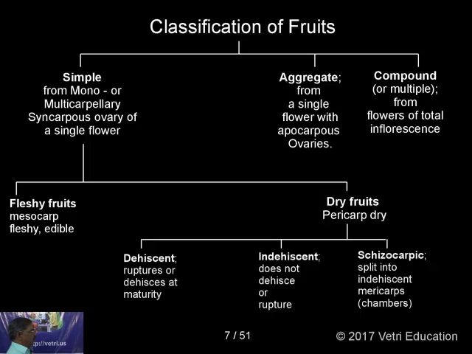Simple fruits are again classified depending upon the pericarp. When the pericarp is fleshy and edible, those are called fleshy fruits. When the pericarp is hard, that is called a dry fruit. In these fleshy fruits you can have many types, and in the dry fruits also different types; we will deal with them later.